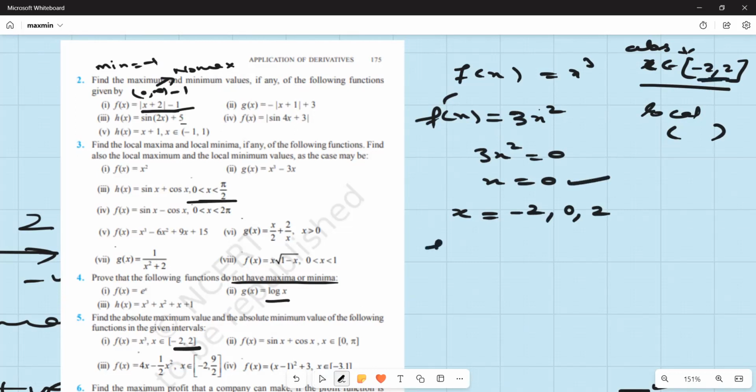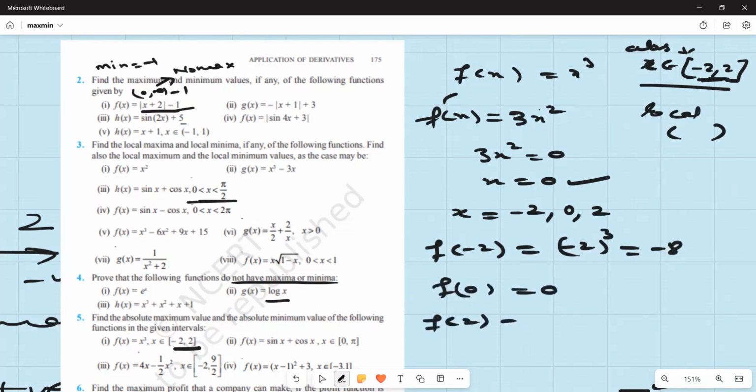So now f of -2 is 4. Sorry, no, -8. Sorry. If you put -2, -2 cube, na? So -8. F of 0 is 0 and f of 2 is 8. So what is the absolute minima? -8. What is the absolute maxima? 8.